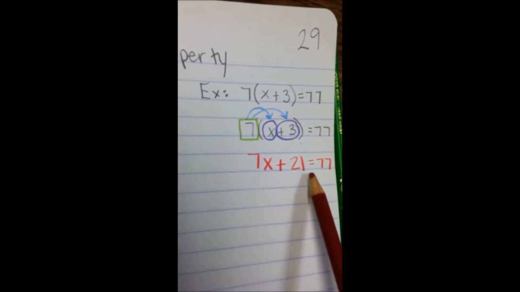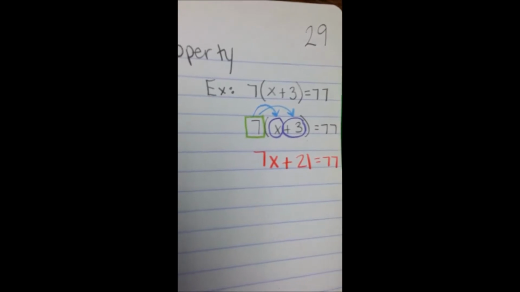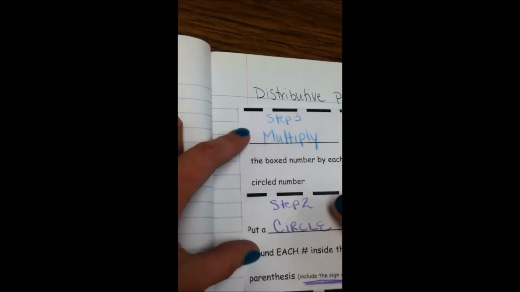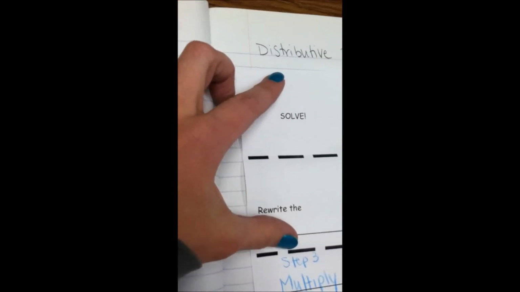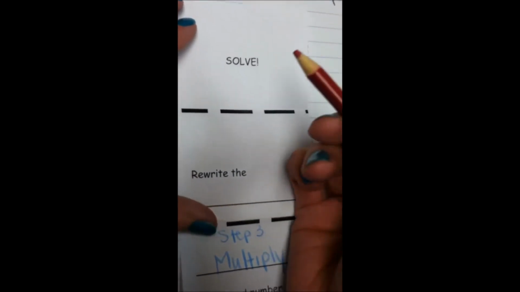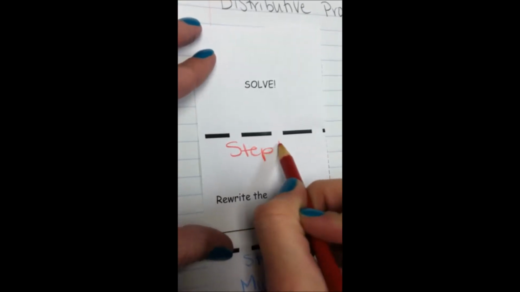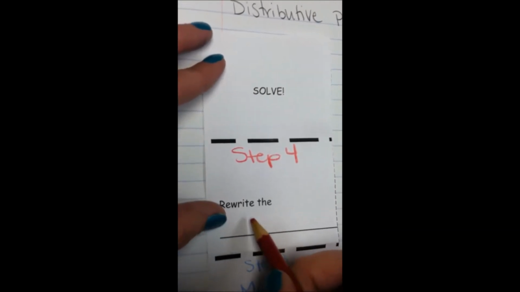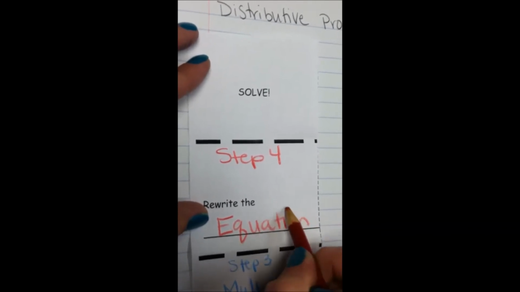Now, if you look at this, this should look like a two-step equation that we've been working on in class. So we're going to go back to our foldable to step number 4. I'm going to continue with the red. Step number 4 at the top says rewrite the equation. I already did that, but rewrite the equation.